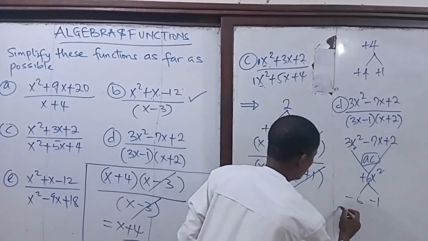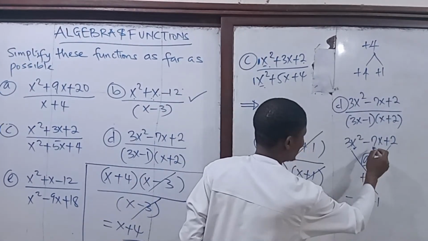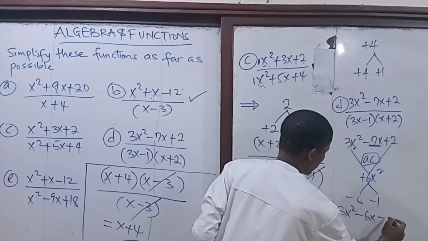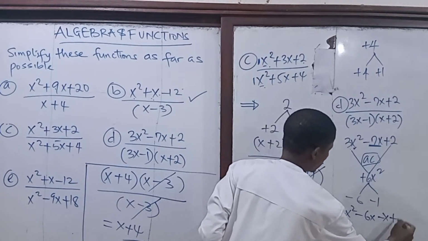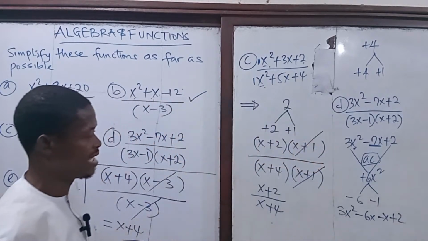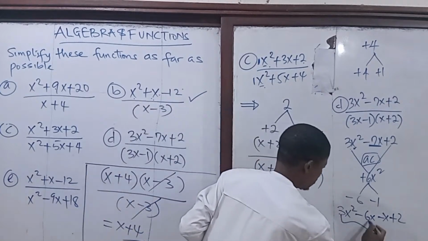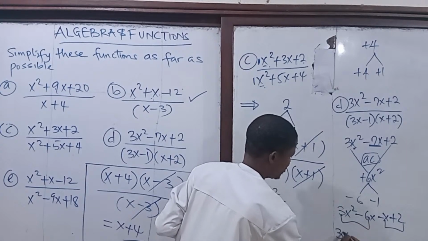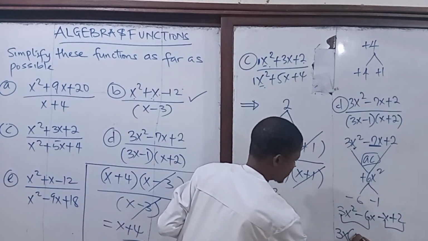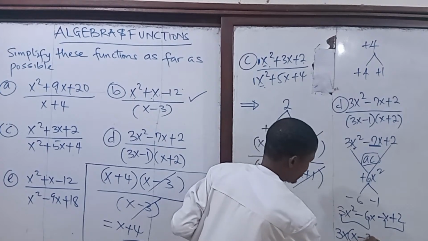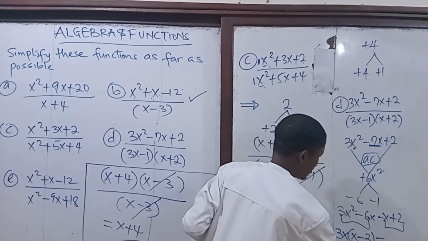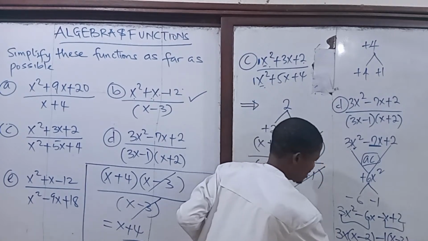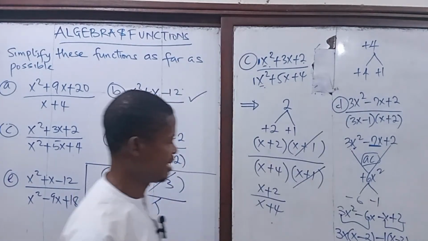Then the next thing to do is to replace the middle number with the two factors, minus 6x minus x, plus 2. Then you begin to pair the first two and pair the last two. What is common here? 3x is common. Take it out. Then you have x remaining minus 2, and then here minus 1 is common, so we have x minus 2. And when you factorize, this and this must be the same.